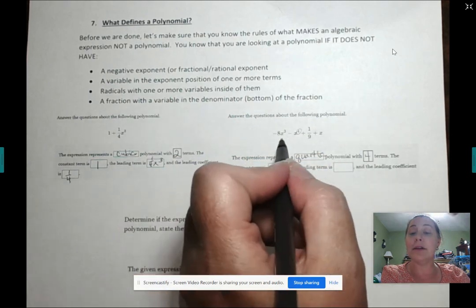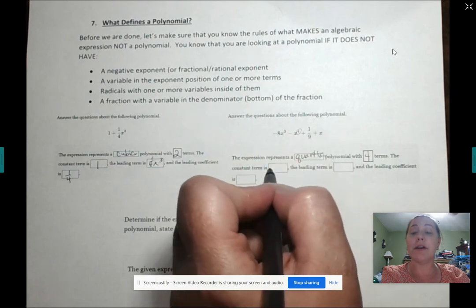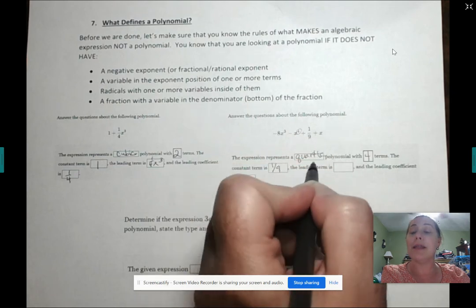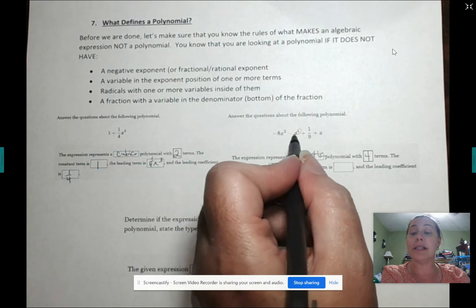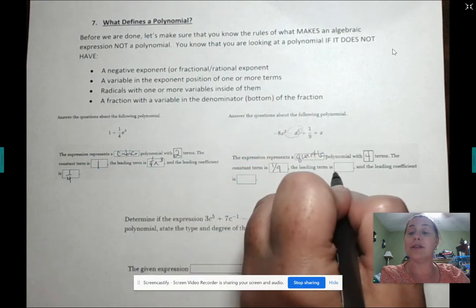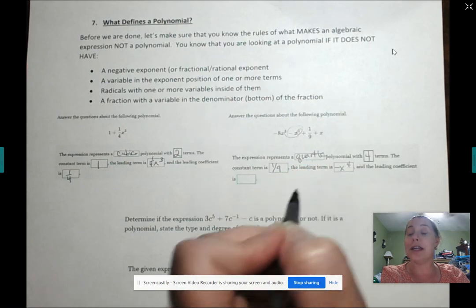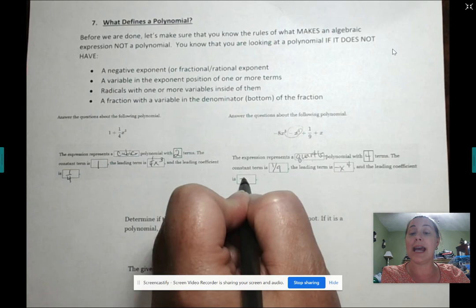The constant term, if you look at this, the only one of these 4 terms that has no variable is the 1/9. The leading term, so what is it that we circled? We said this is a quartic. That entire term is your leading term. And the leading coefficient is the coefficient in front of that leading term, which is a -1.